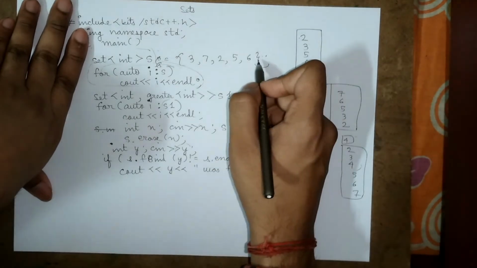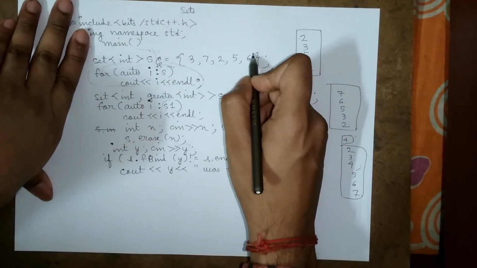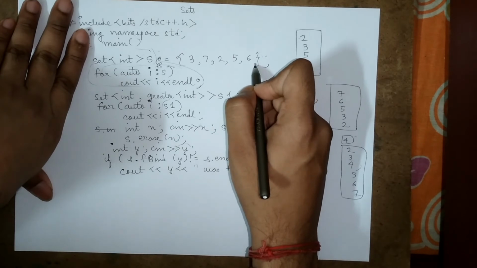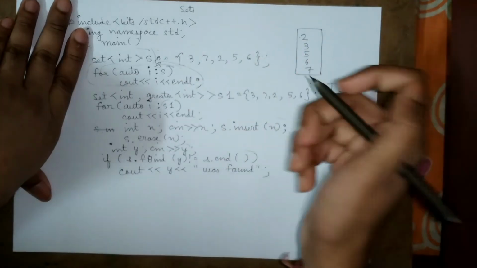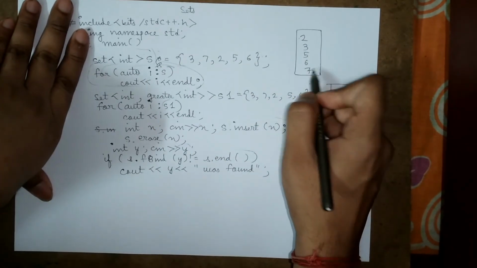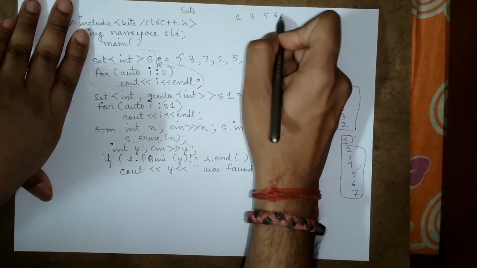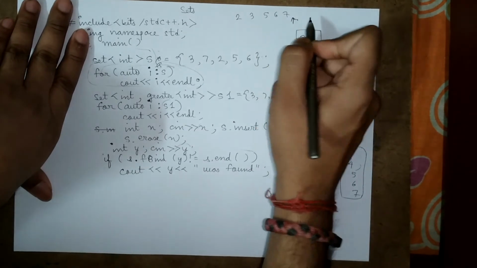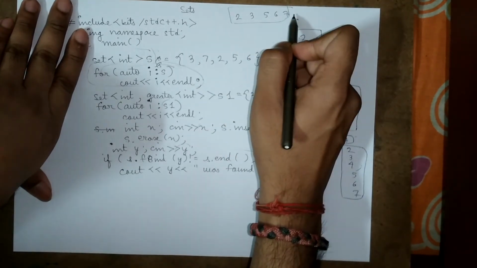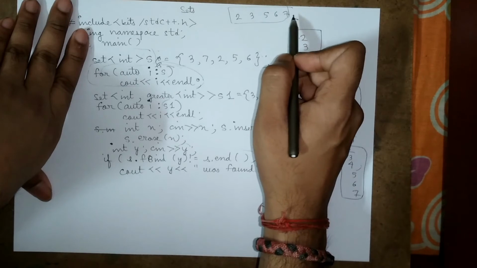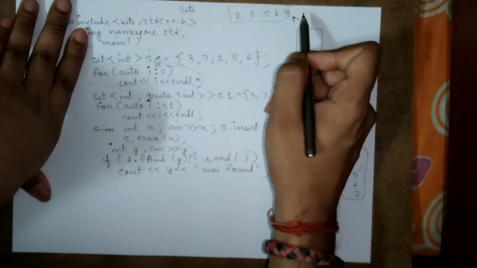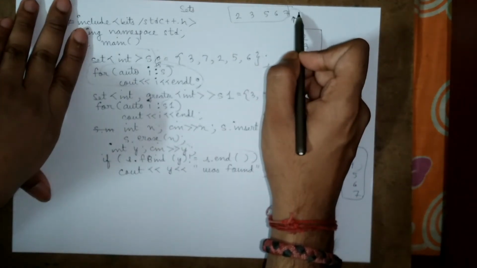Okay, so s.end() is a pointer which points at the position after the last element. Okay, so what was the last element over here? It was 7, so it would have pointed after 2 3 5 6 7 over here. Okay, so if an element is not found, obviously the pointer will point at something where the element is not present. So it is not present at the end, so it will be pointing at the end.